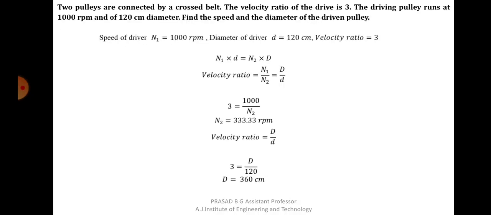Okay, so next problem. Two pulleys are connected by a cross belt. The velocity ratio of the drive is 3. So here they have already given the velocity ratio, that is 3. That means n1 by n2 is equal to 3. That's what they have given.